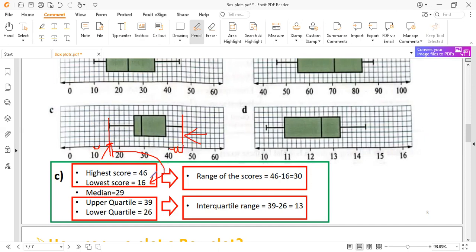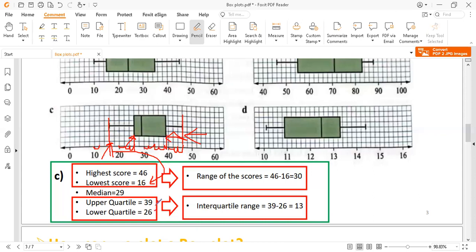Easy. Okay, and the lower quartile and the upper quartile. So the lower quartile is here. So normally 22, 24, 26. So it is 26. And the upper is about 32, 34, 36, 38, and 39. So what is it? 39.